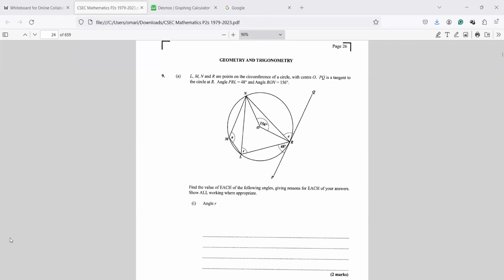So, right, it said find the value of each of the following angles, giving reasons for each of your answers. Show all workings where appropriate. The first one is angle R. Does anyone have any idea how it is that we're going to go about finding angle R? You're free to open your mic and respond or give your answers in the chat.